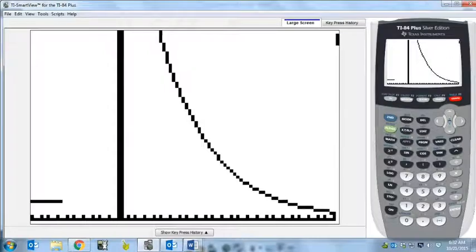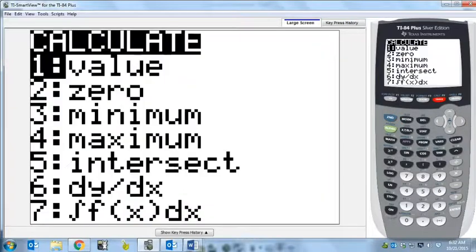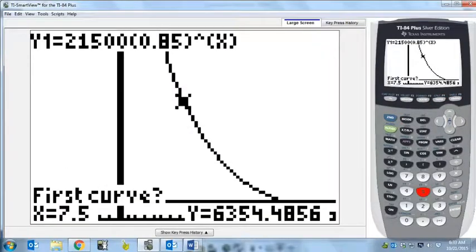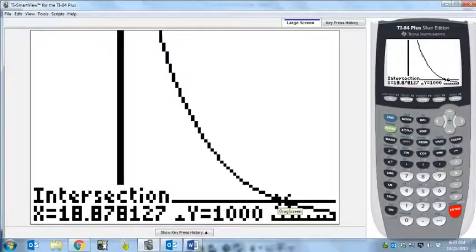The point of adjusting the window is that as long as you can see where these two graphs intersect, your calculator will give it to you. So that's my intersection point. I hit second, trace, intersect. That's the fifth one. First curve, yes. Second curve, yes. So just hit enter twice. Guess, hit enter one more time because it's selected both curves now. It's going to tell you right where they intersect. So for $1,000, that's 18.878 years since 2008. So a rough approximation still will be okay. We'll say about 19 years.